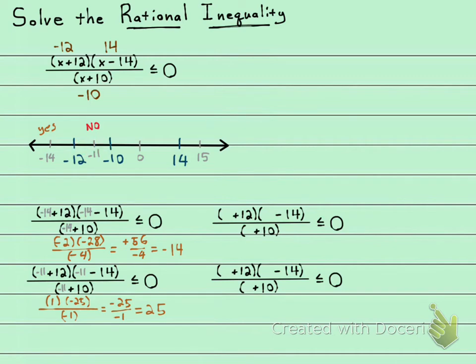Let's do 0. I'm going to plug in a 0. 0 plus 12 times 0 minus 14 over 0 plus 10. That is going to give me 12 times negative 14 over 10. Put that in the calculator. 12 times negative 14 divided by 10, and I'll get, I'll do a decimal, negative 16.8. All right, so when I plug in 0, this is negative 16.8.